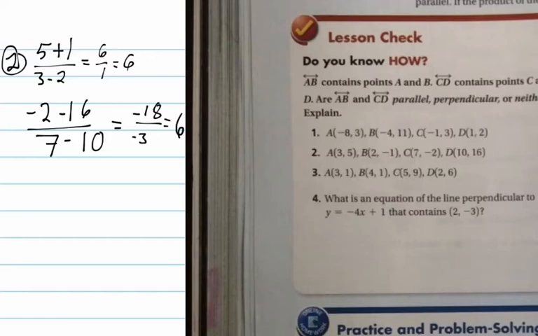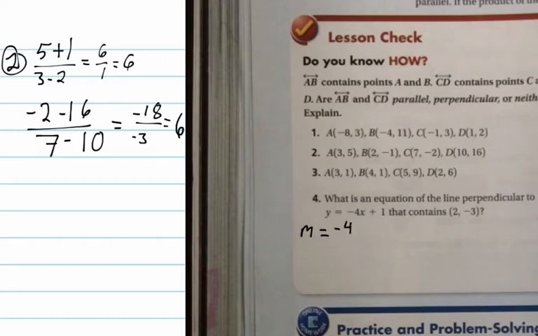Okay, number 4, what is an equation of a line perpendicular to y equals negative 4x plus 1 that contains 2, negative 3? Our main focus is slope. What is the slope of that line? y equals negative 4x plus 1. The slope on number 4 is negative 4.